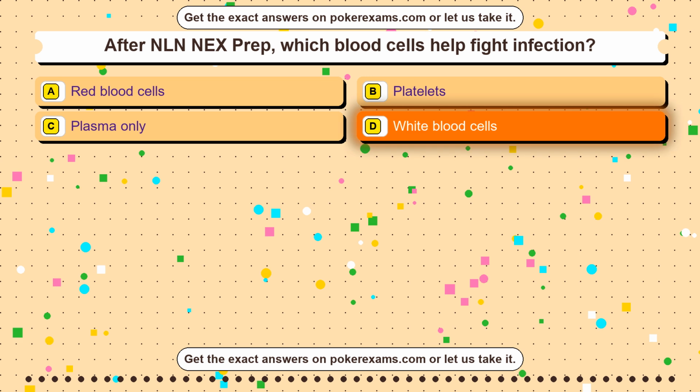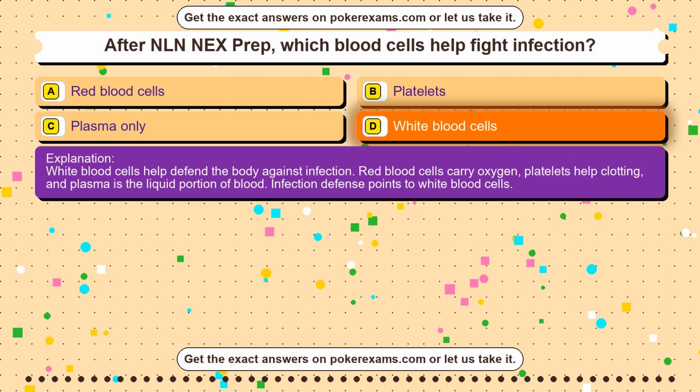White blood cells. White blood cells help defend the body against infection. Red blood cells carry oxygen, platelets help clotting, and plasma is the liquid portion of blood. Infection defense points to white blood cells.